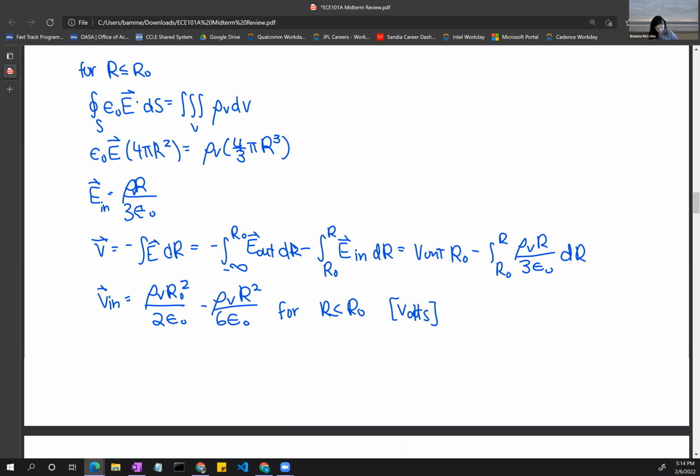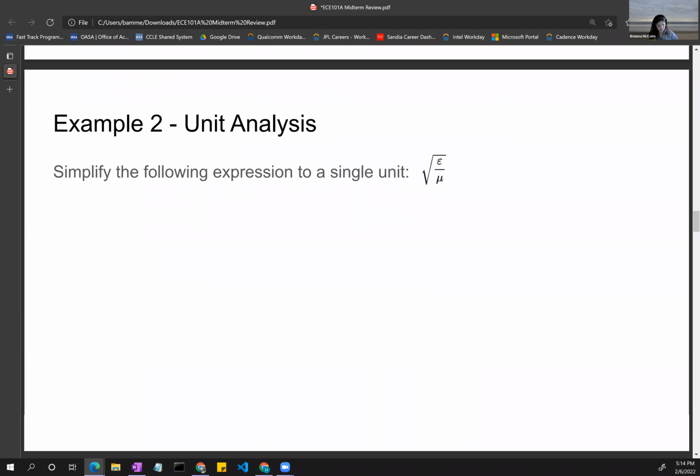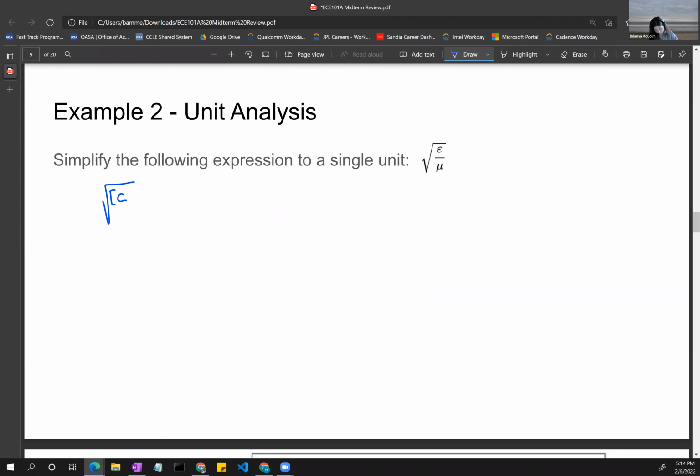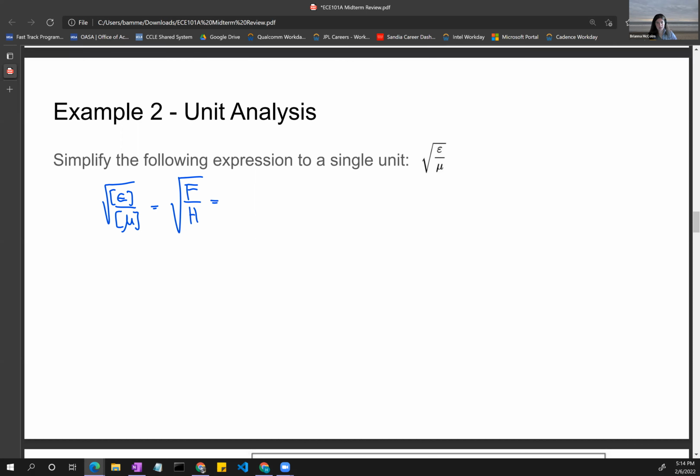Okay. So moving on to the next example, this is unit analysis, and it's important for you to understand the units of the quantities that you're working with. So let's go through and simplify the units of this expression down to a single unit. So we've divided out the meters unit here. So it's just farads over henries.